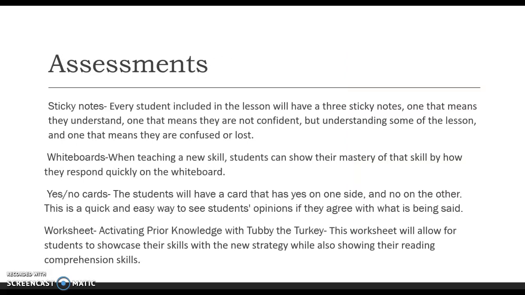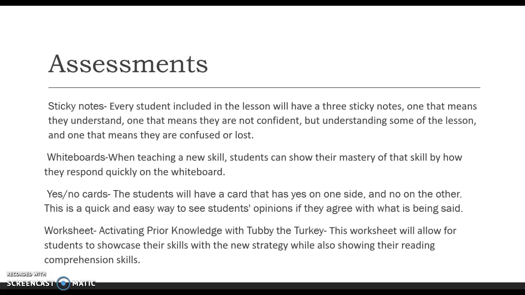Assessments. So we can use sticky notes. Every student included in the lesson will have 3 sticky notes. One that means that they understand, one that means that they are not confident in the new information, but they're understanding some of it, and one that means they are confused or lost. The teacher can ask for the students to show their sticky notes so they know how the students are feeling while in the lesson.